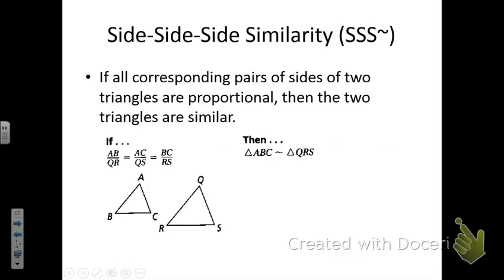Third shortcut is the side-side-side similarity. This one tells you that if you compare all three pairs of corresponding sides, that they will all be proportional. They will all three give you the exact same ratio. Okay? And if we have that, then we know that they're similar. So let's look at some examples that uses these.